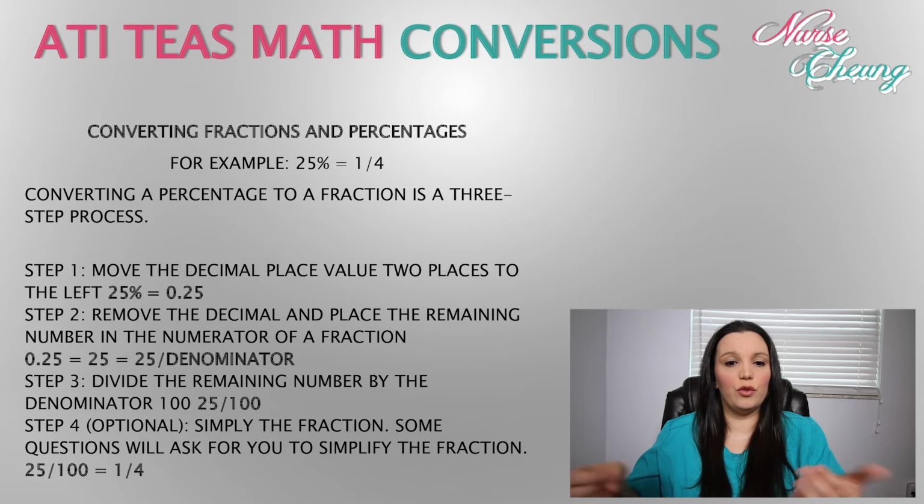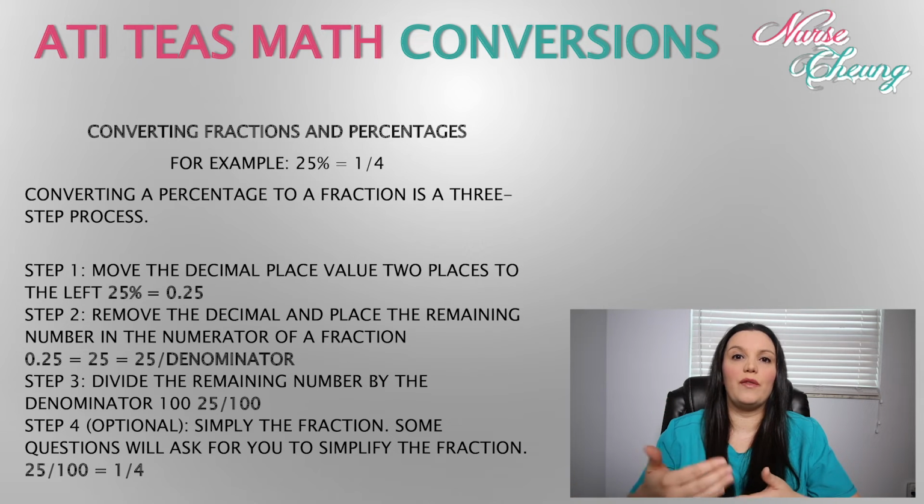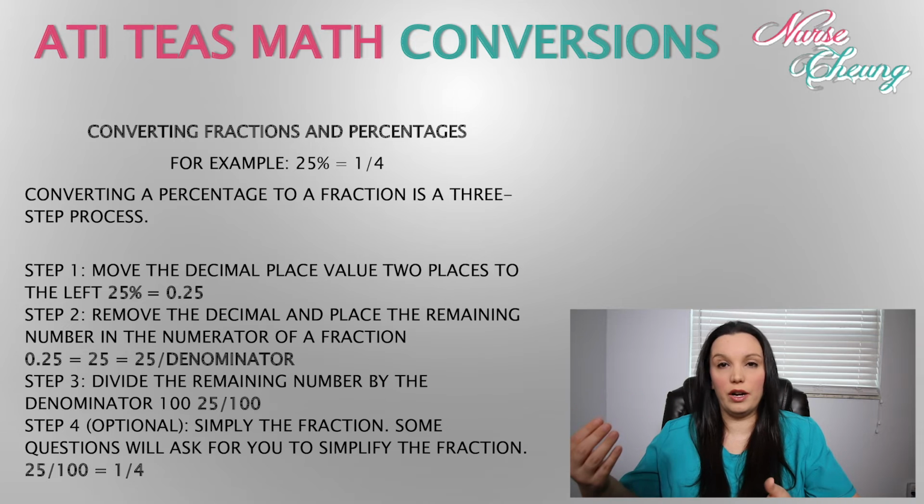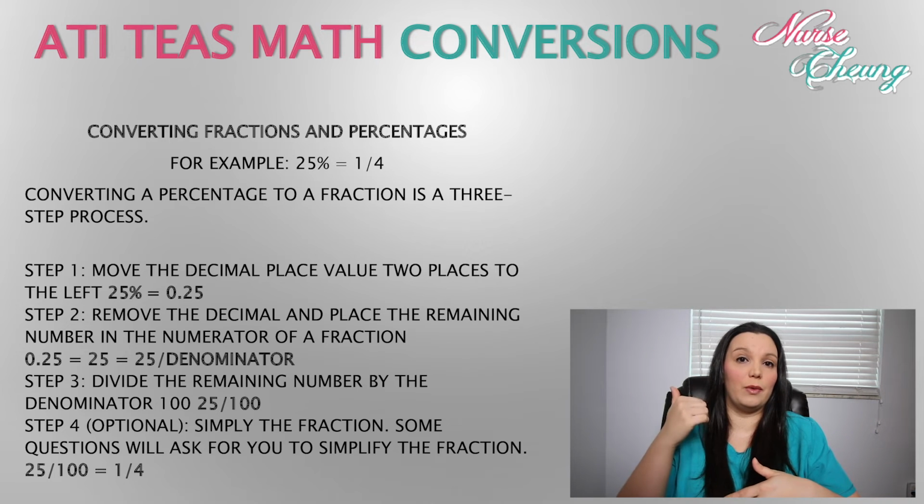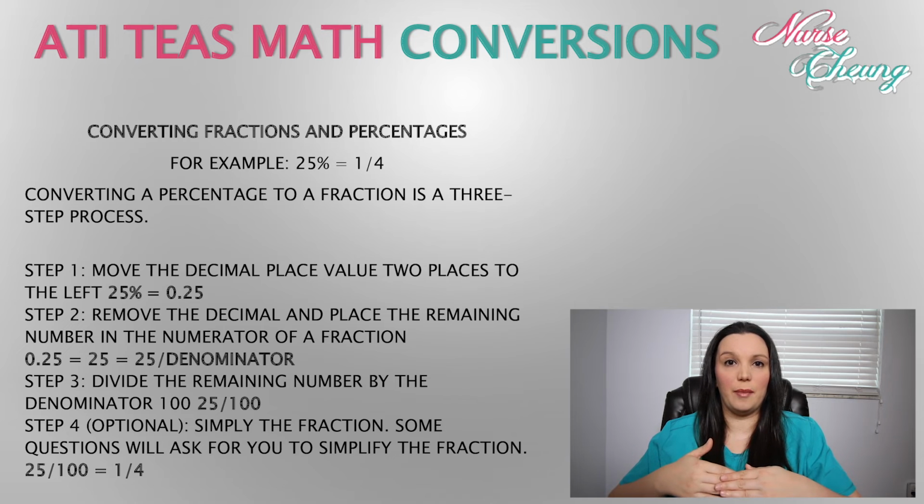0.25. Step 2, we're going to remove the decimal place and place the remaining number as a numerator in a fraction. So 0.25 becomes 25. We're going to place 25 over our denominator, 100, and then we're going to divide the remaining number by the denominator. That's our step 3. So 25 numerator over 100 denominator. So we get that fraction of 25 over 100.